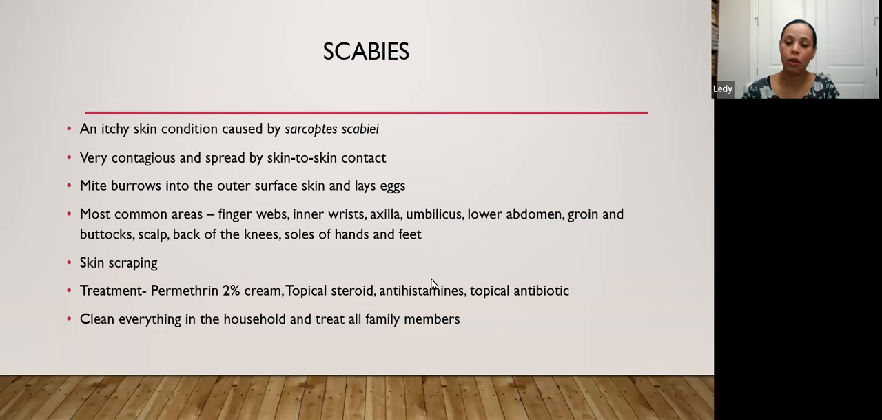Sometimes I also give a topical steroid because they have so many open sores from scratching, and even an antihistamine. Those things are usually really important when I treat my patients that have scabies.